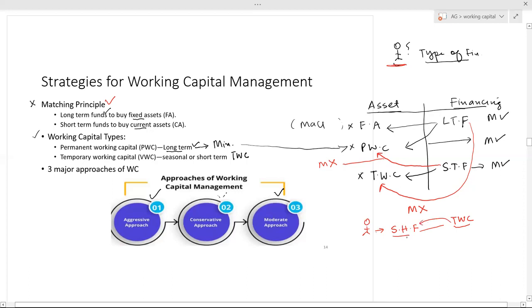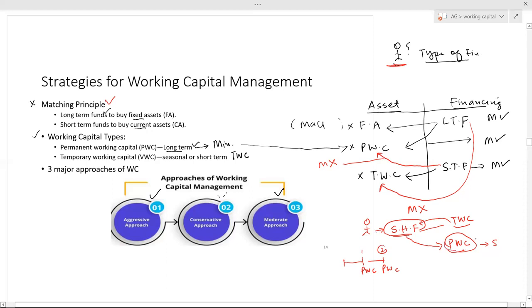Okay, if you are also using short-term funds to buy the permanent working capital, it means that you are a risk taker. Okay, so risk taker means that let's say this need for permanent working capital, we need it for 5 years, and it is perpetual normally, but you are using the loan for 1 year every year to buy the permanent working capital, and next year you take another loan to buy permanent working capital. So you are taking a loan every year to meet your long-term needs.